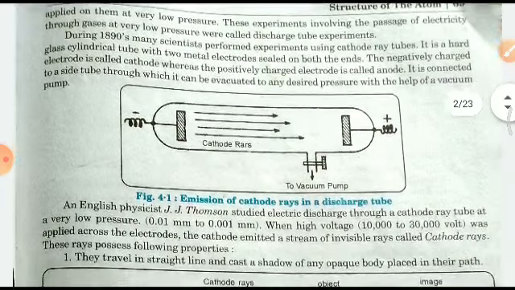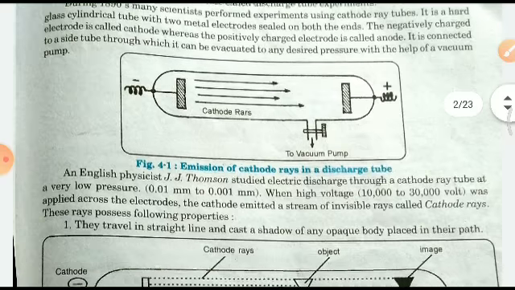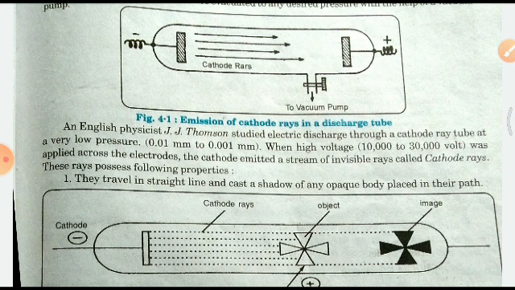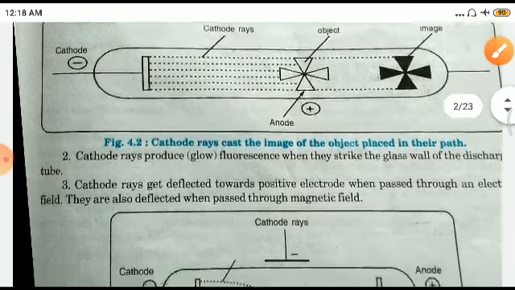Now, an English physicist, J.J. Thomson, studied electric discharge through a cathode ray tube at a very low pressure of 0.1 millimeter to 0.001 millimeter, when a high voltage of 10,000 to 30,000 volt was applied across electrodes. The cathode emitted a stream of invisible rays called cathode rays. Right? They travel in a straight line, and cast a shadow on any opaque body which was placed in their path. See here, there is an object. You can see here that this is an object, and then after that there is its image.